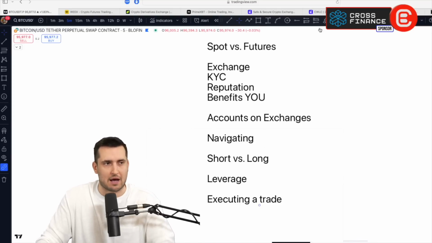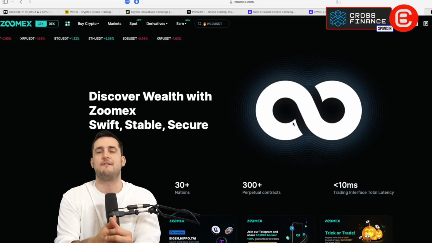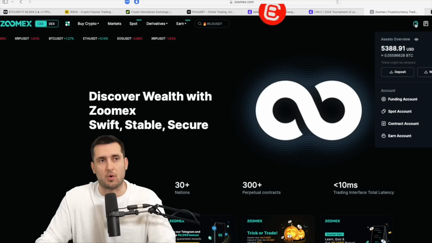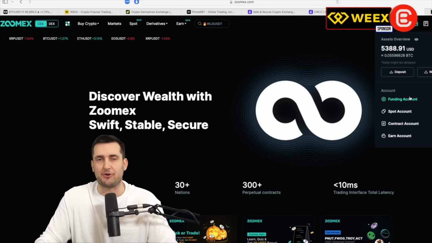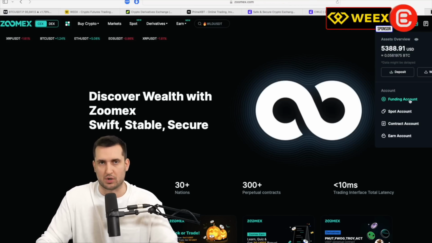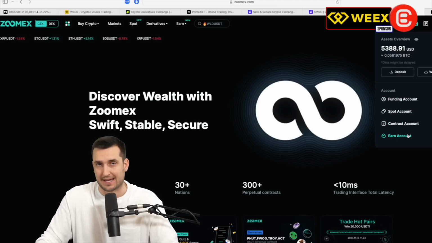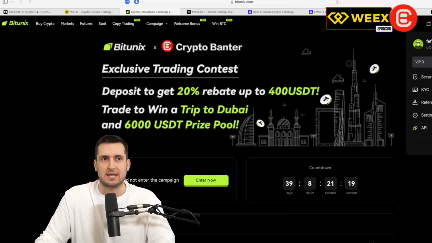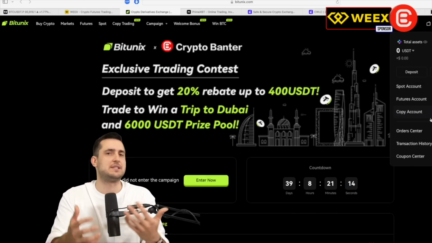And let's talk about accounts on these exchanges. I'm going to use FON as an example. I trade on FON as well, but it's going to be very similar on most of the exchanges. So the way you look at it is you go onto the wallet, and when you are in a wallet, you will be able to see different accounts within your exchange. So you will be seeing funding account, spot account, contract account, earn account. If you go onto Bitunics, it's called spot account, futures account, and copy account, but you always have these different accounts.